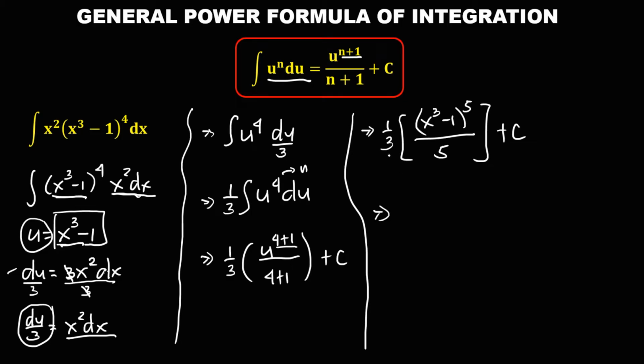Then for the final answer, we multiply. So we have 1 over 15 times x to the power 3 minus 1 to the power 5 plus c.